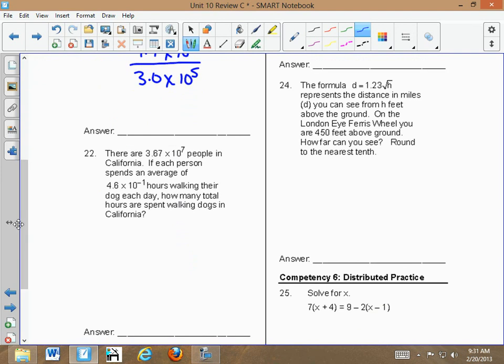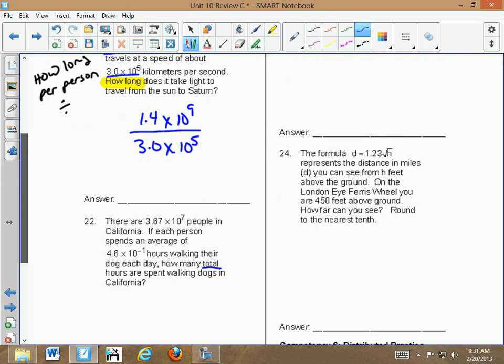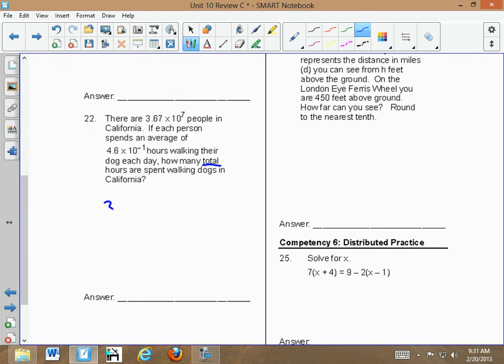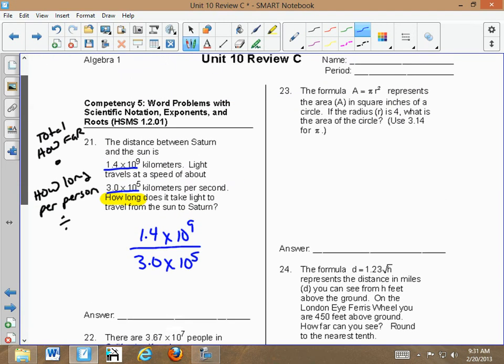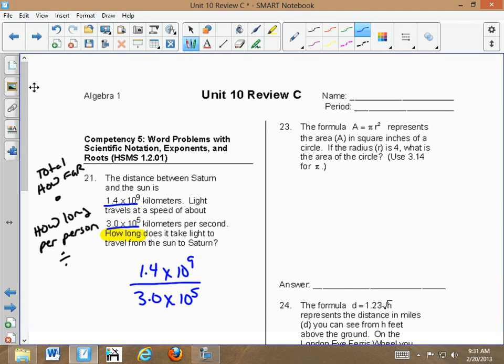This one says, how many total hours? Total is multiply. 3.67 times 10 to the 7th power times 4.6 times 10 to the negative 1 power. Multiply that out. Okay, now we got a formula. Ravioli, ravioli, give me the formioli.